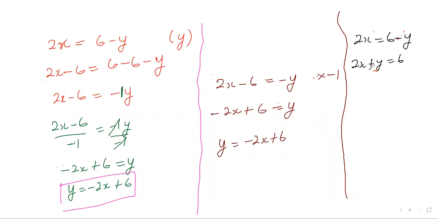Now you want to make y the subject. So y will be equal to 6 minus 2x, which is the same thing. This is negative 2x and this is positive 6. It's the same thing we achieved. Or if you want, you write y is equal to negative 2x plus 6, the same thing. You put the negative first and then the 6.